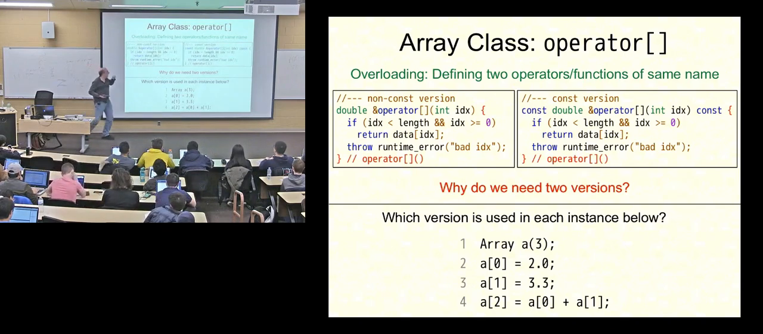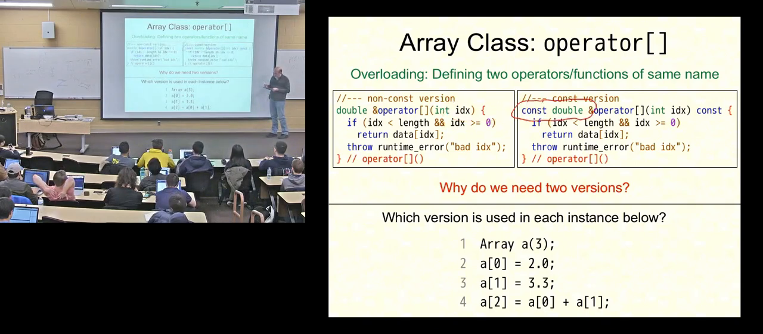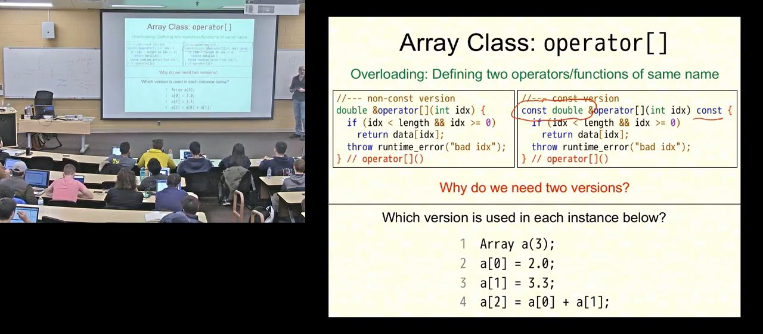Now the other version over here on the right says, I'm not going to return a reference to a double. I'm going to return a const reference to a double, and I've got another word const over here. So what do these two consts mean in terms of what can be done? Either one of those consts, what do they mean?